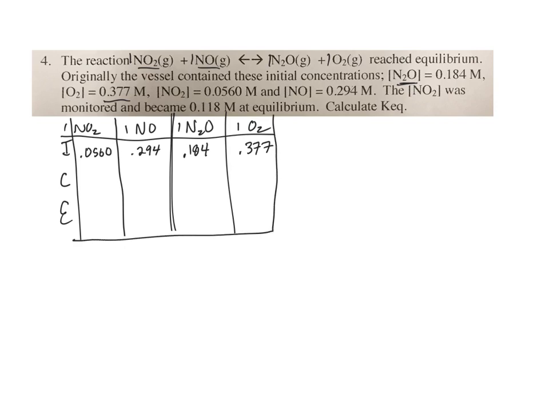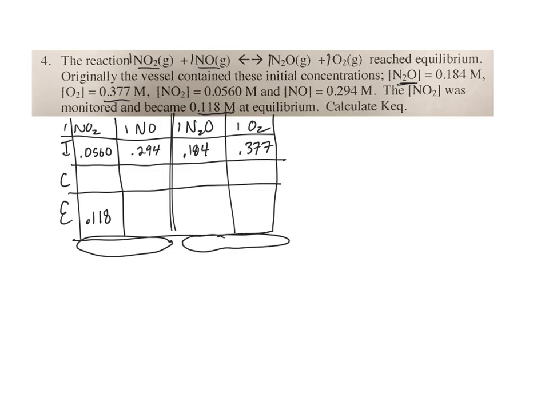Okay, so then they say the NO2 was monitored and became 0.118 at equilibrium. NO2, that's this first one. It became 0.118 molar at equilibrium. So then they say calculate the equilibrium constant. So when you're doing this, you've got to take a look at what's changing. What always is going to happen is this whole side will do the same thing, and then this whole side will do the opposite. And you just have to figure out which one's going up and which one's going down.